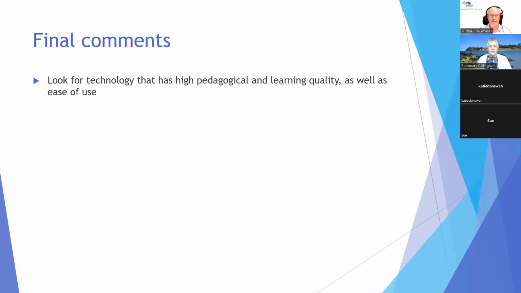So these are just the final point. If you're choosing technology, look for technology that has a high pedagogical and learning quality, as well as ease of use, which is that technological quality, the quality of the design and so on. Don't choose software that really has low value. And I think this is what Michael was saying. Choosing software that kids are familiar with. You may not have the choice because the school may make those decisions for you. And that's another thing we have to remember.